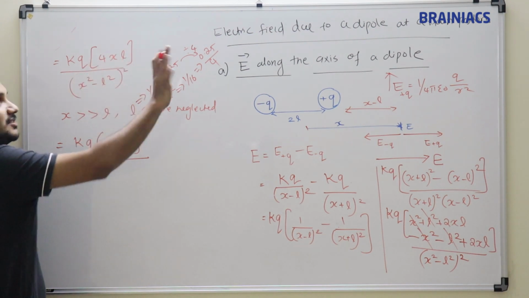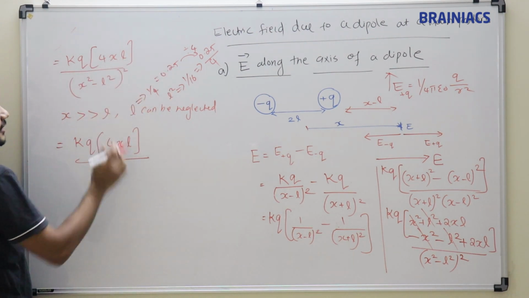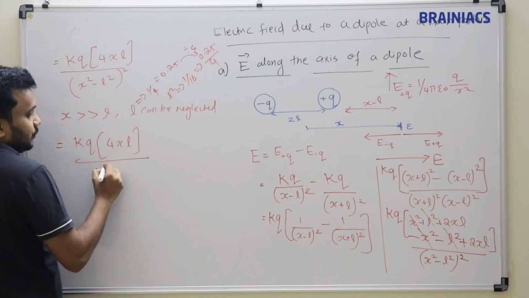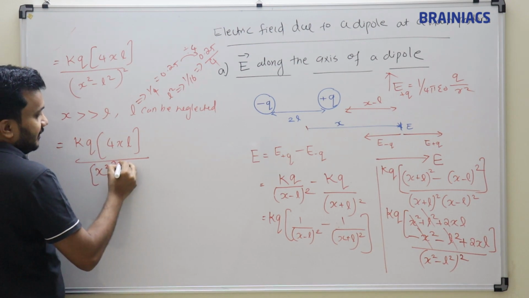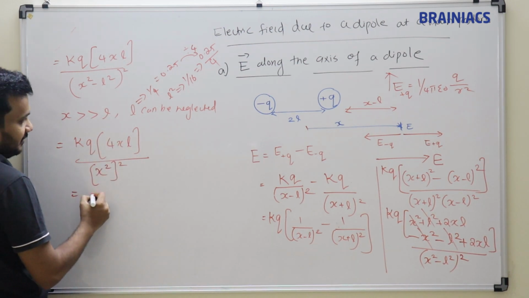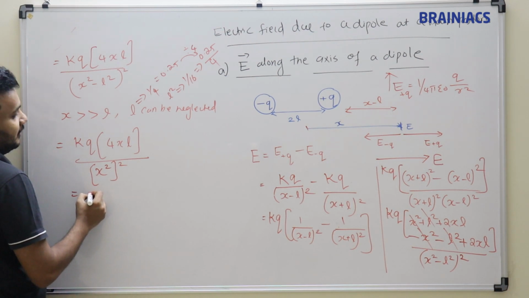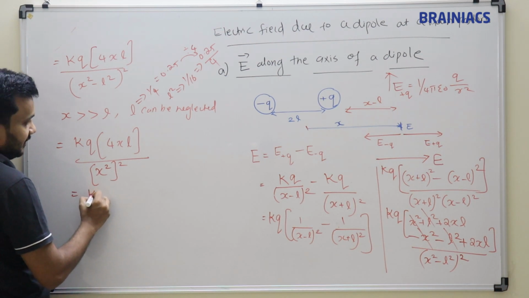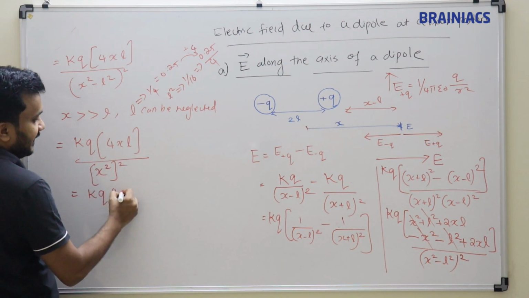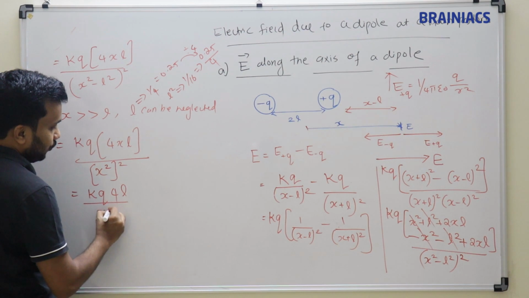So for the numerator there is no square, so we are not neglecting. Only in the denominator we are neglecting. So x square minus L square: here x square, L square is neglected, one more square. So x power 4 will be there in the denominator, and these terms can be neglected. KQ into 4 times x, cancel, L divided by x cube will be there.